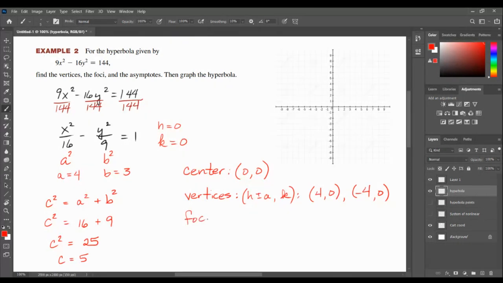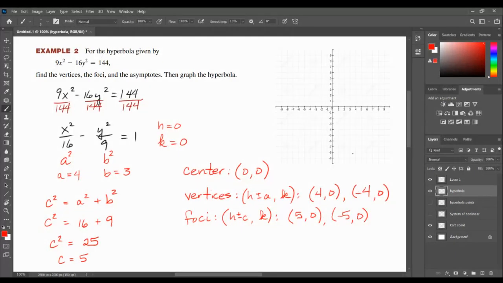The foci, according to our conic summary sheet, are h plus or minus c, and keep the k. So h is 0 plus 5, keep the k. And then we've got h minus 5, keep the k. So now we've got center, vertices, and foci.